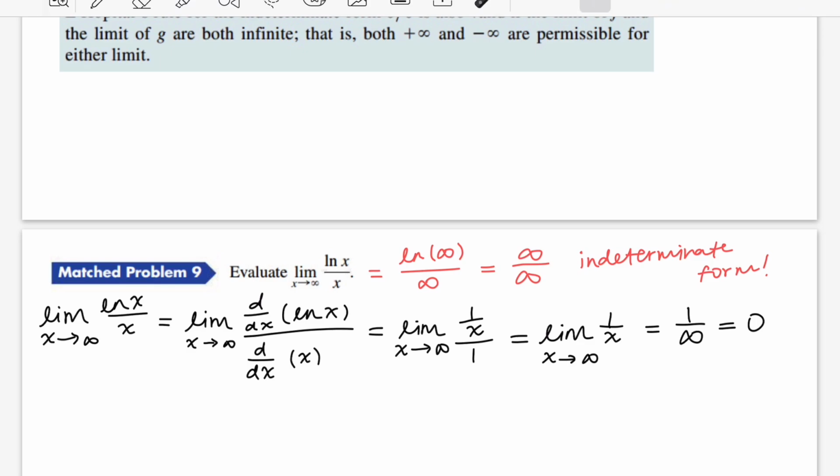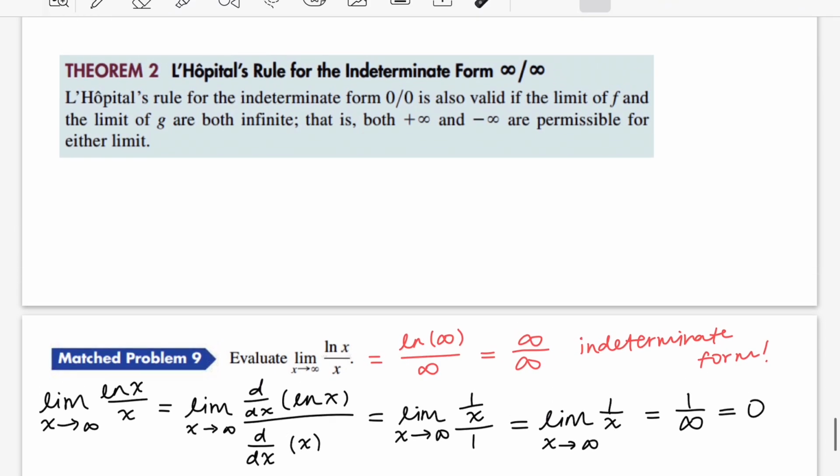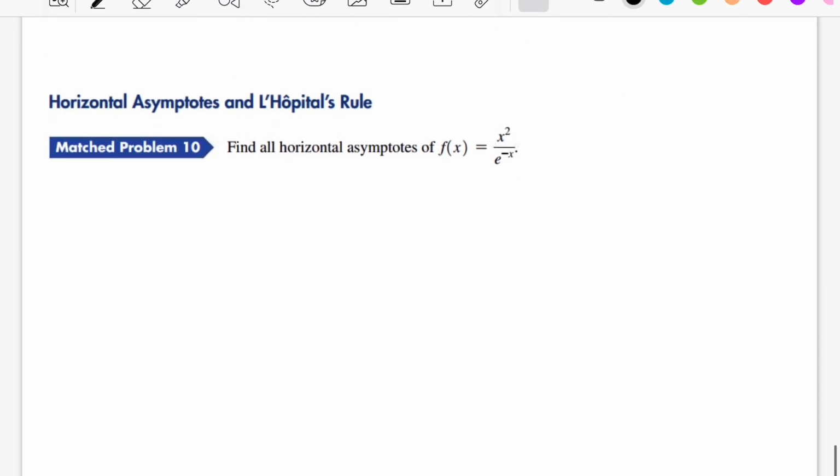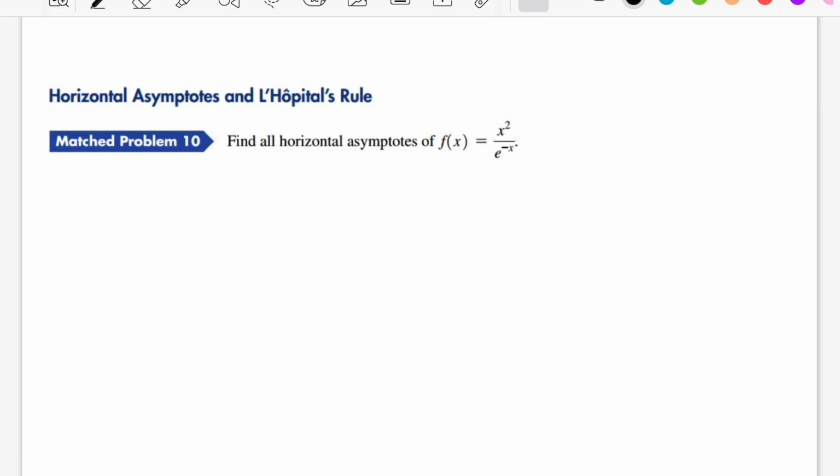All right. So yeah, we can use L'Hopital's rule whenever we have an indeterminate form like this as well. All right, so the last thing we're going to look at is horizontal asymptotes and L'Hopital's rule. So for this example, we want to find all of the horizontal asymptotes of this function here.